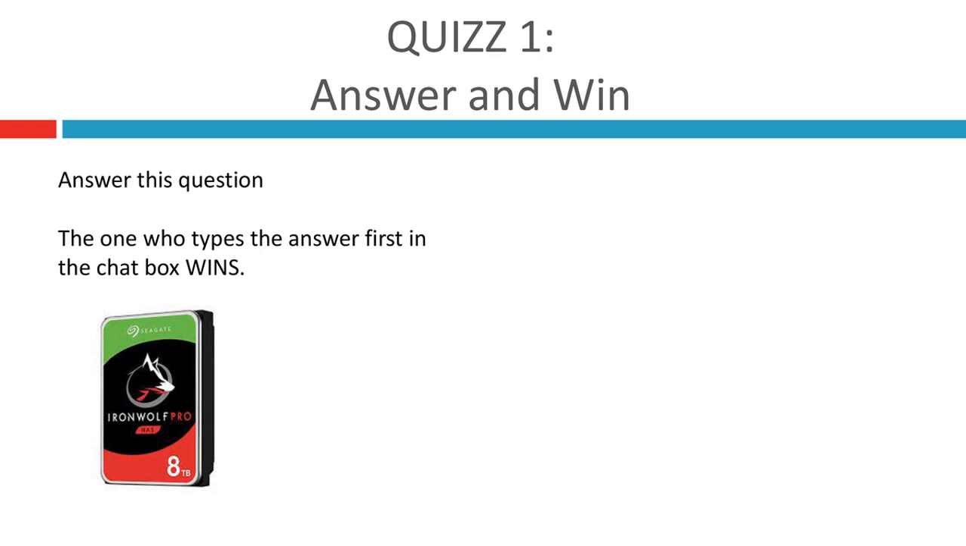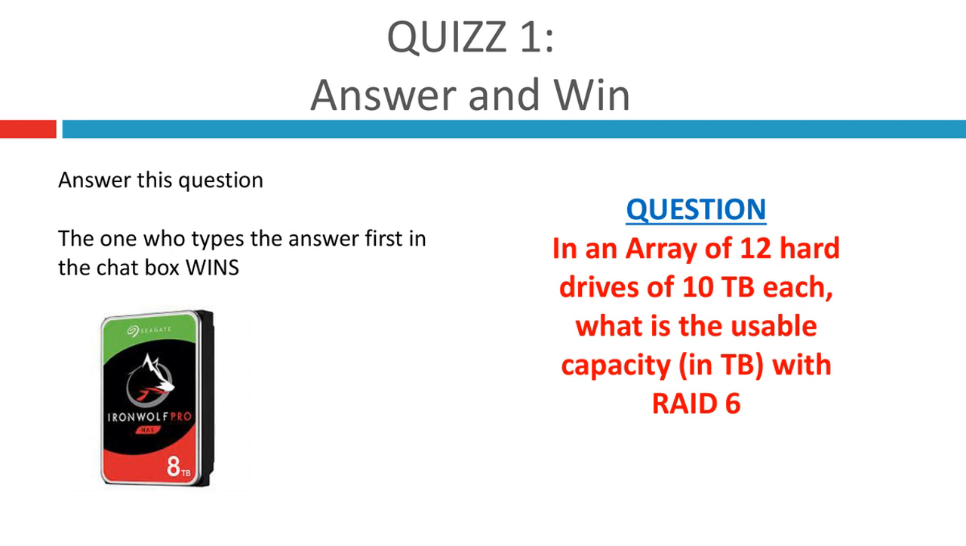Okay, now we'll be taking the quiz. I'll be opening the chat area. The chat area is open. You can all see the chat area. I'll ask you a question, and whoever is able to type first in the chat area will win. So on the mark, I will now ask the question. The question is, in an array of 12 hard drives of 10 TB each, what would be the usual capacity that you will get with RAID 6? You have an array of 12 hard drives. And all right, Mr. Hamad, yes, you got it right, sir. So Mr. Hamad it is.